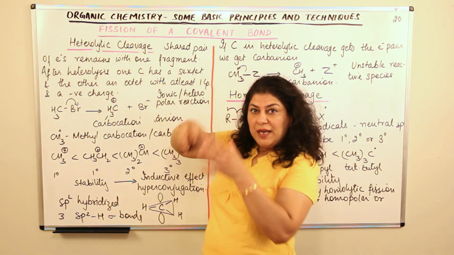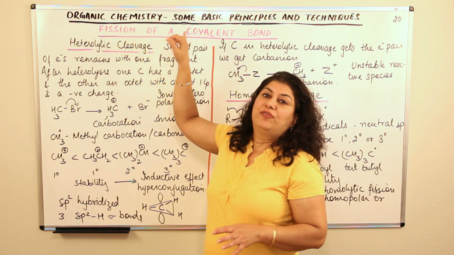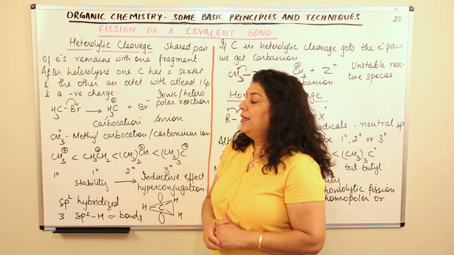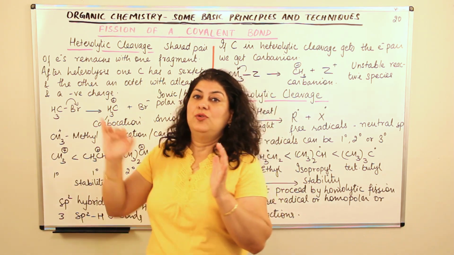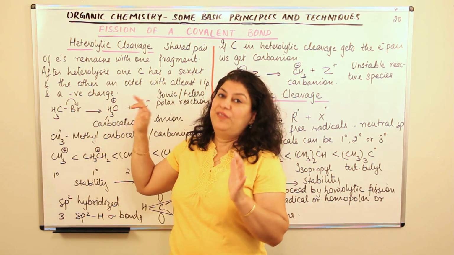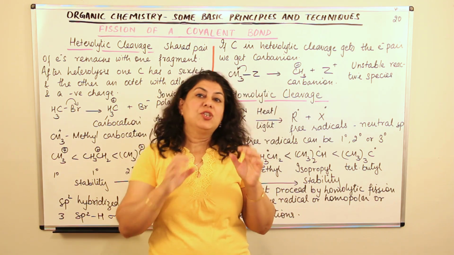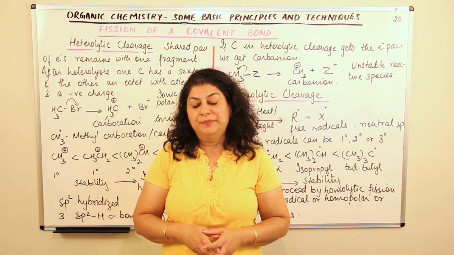So we call the breaking up of a bond the fission of a covalent bond. There are two ways the bond can break. One is known as heterolytic fission and the other is known as homolytic fission.